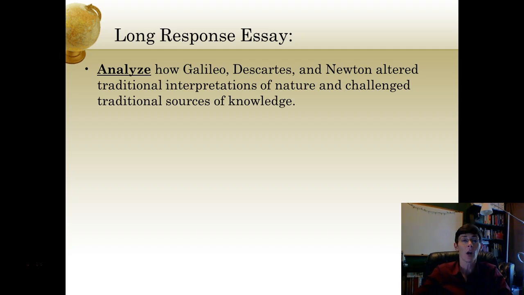I want you to look online on the AP College Board. Find the rubric. I've already given the rubric in class, but if you lost it or don't have it, you can go find it on there and look at the rubric for thesis statements. There are 2 points that you can get. And so after you complete a thesis statement, I want you to grade yourself, and then we're going to talk about it in class, see how you did. Analyze how Galileo, Descartes, and Newton altered traditional interpretations of nature and challenged traditional sources of knowledge. Come up with a thesis statement.